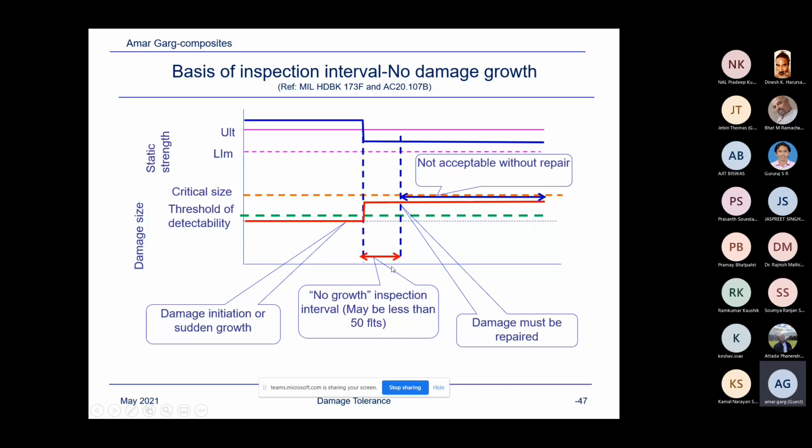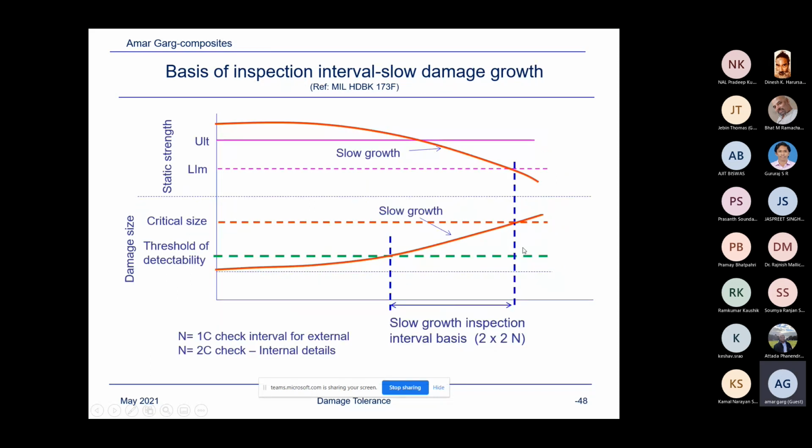So the moment it is all in a few flights, so the moment it is picked up, this damage has to be repaired. That's a condition. Damage must be repaired. Not acceptable without repair. So these are conditions here. This other chart just shows slow crack growth, which is true for the metal. So the basis of inspection interval, you asked me the question. This is the basis of inspection interval, crudely.